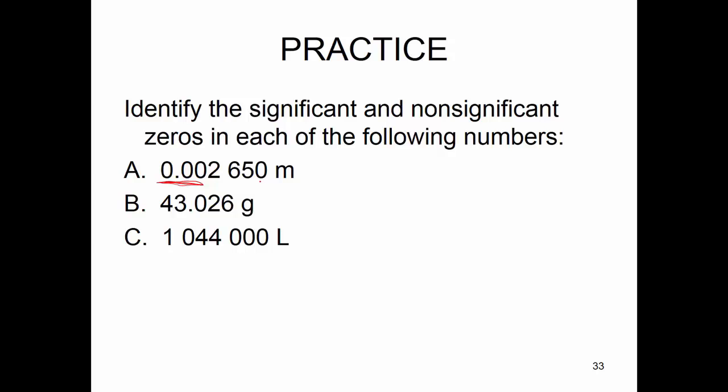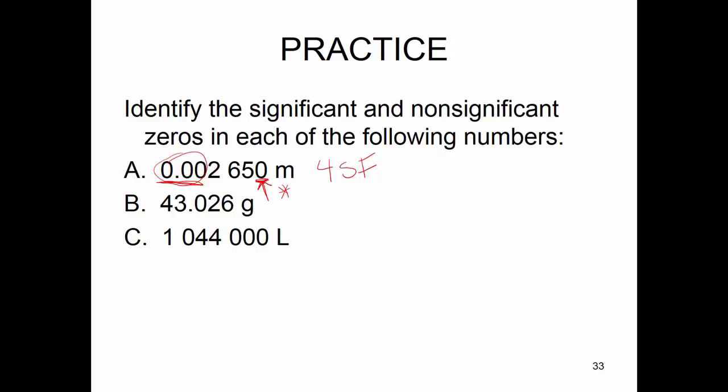Here's one that trails. Here we have 2 rules for trailing zeros. If it trails and a decimal place is included somewhere, then it is significant. So here we're going to have 4 significant figures. These are not significant here, but this one is. The 2, the 6, the 5, and the 0 make for 4 significant digits.